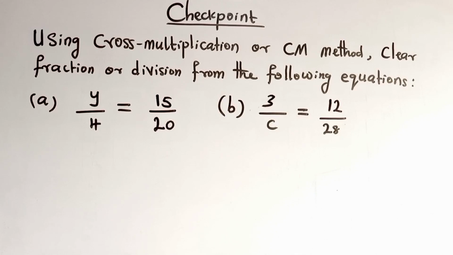Whether the unknown is above or below, the principle is the same. The method is the same. Either cross multiply, as in these simple cases, or find the LCM of the denominators or the divisors and multiply each term in the equation by such LCM. That way, you will end up clearing the fractions or divisions from these equations. Let's move on, please, to the next example.